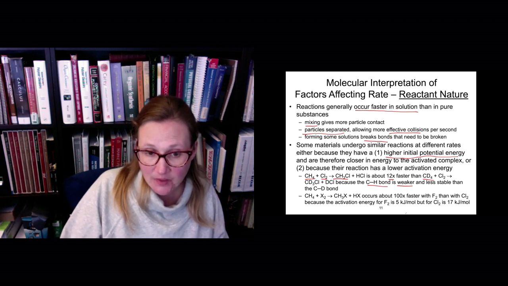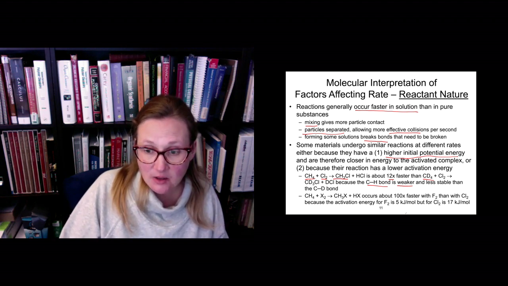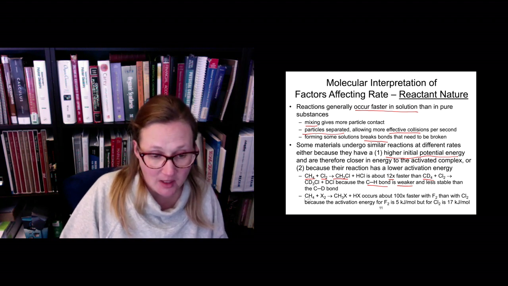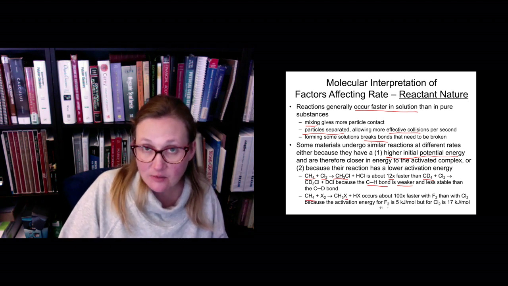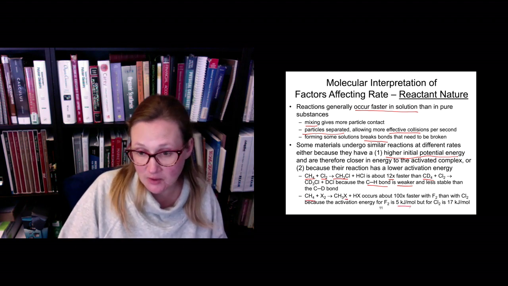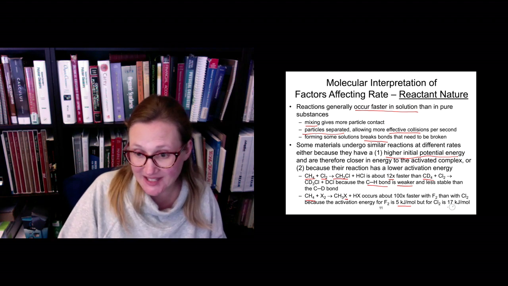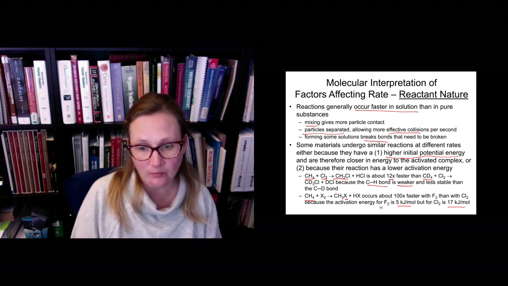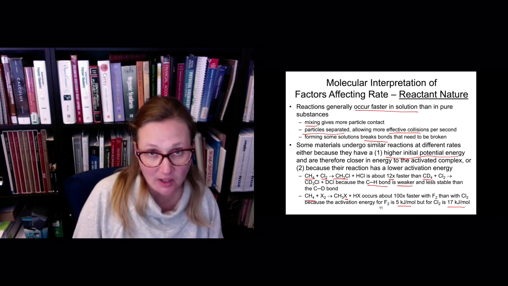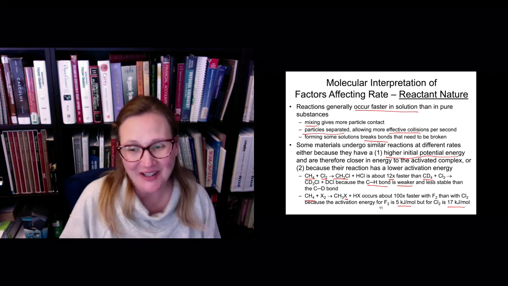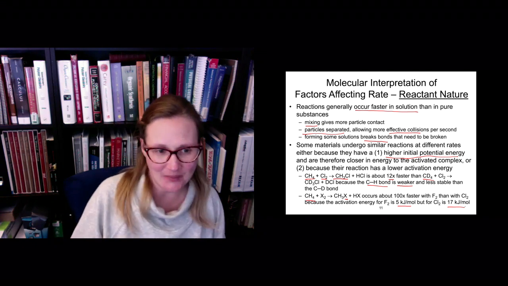Another example is the fluorination or chlorination of methane, where X is either fluorine or chlorine. The activation energy for fluorine is 5 kilojoules per mole, but for chlorine it's 17 kilojoules per mole. So the reaction is going to be much faster for fluorine, with the lower activation energy, than for chlorine, which has the higher activation energy.